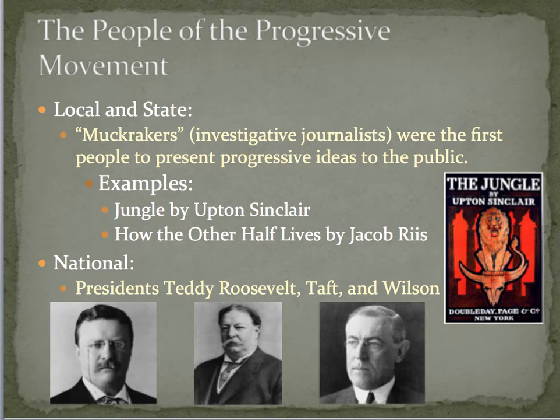Some of the names that you'll hear about for the progressive movement at the local and state level, like I mentioned, would be the muckrakers. Those are the people who were going to present the issues and the ideas to the public. Like Upton Sinclair with The Jungle, and then we looked at some pictures of Jacob Riis, if you remember those images from urbanization, and he was really trying to show the people what that looked like. And at the national level, we see the progressive presidents: Teddy Roosevelt, Taft, and Wilson.